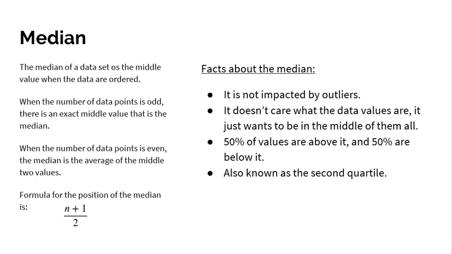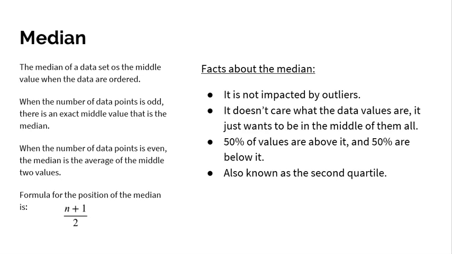All right, the median. The median of a set of data is the middle value when the data is ordered. So when you put all the data in order, the median is the dead center of that data. Now, when you have an odd number of data points or an odd number of values, there is always going to be an exact middle. For example, with 5 values, the third is the exact middle. 1, 2 below it, 4, 5 above it.